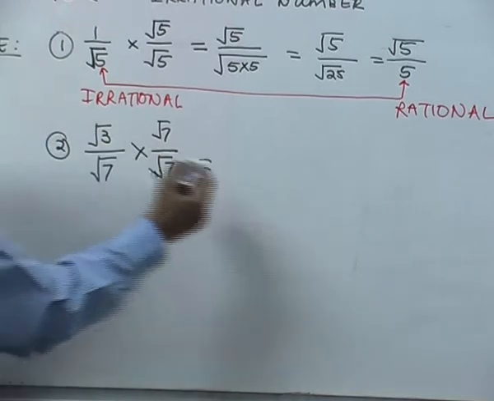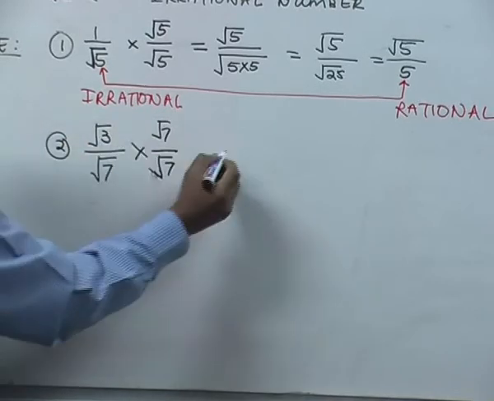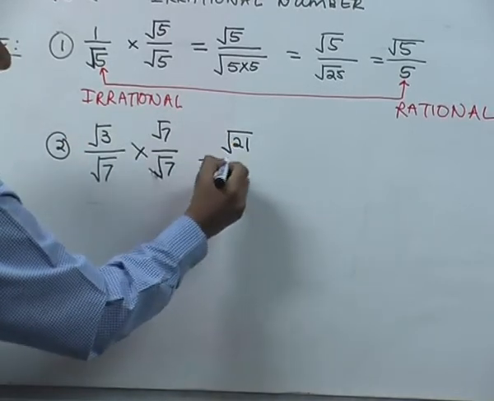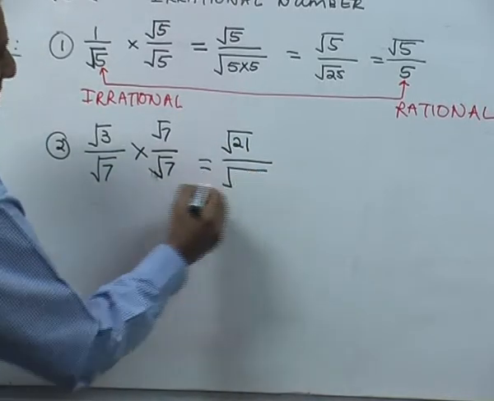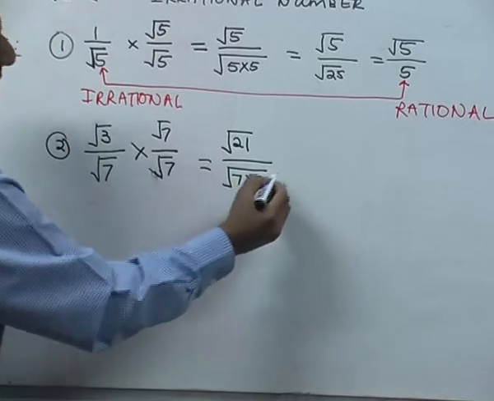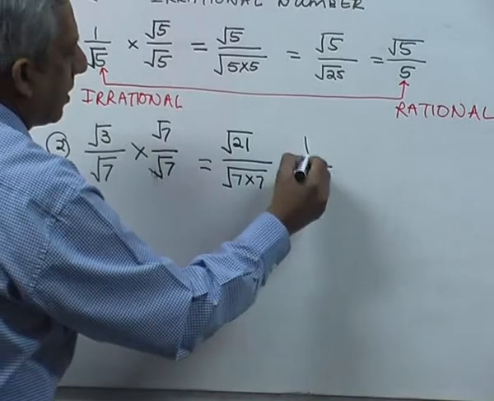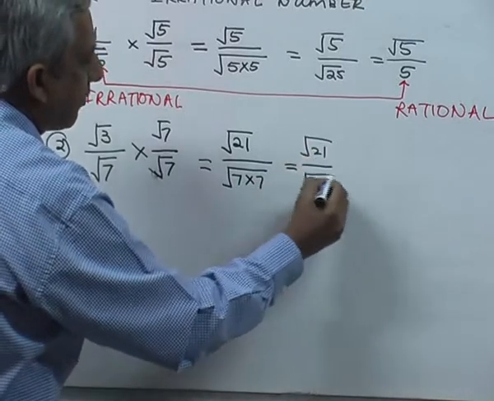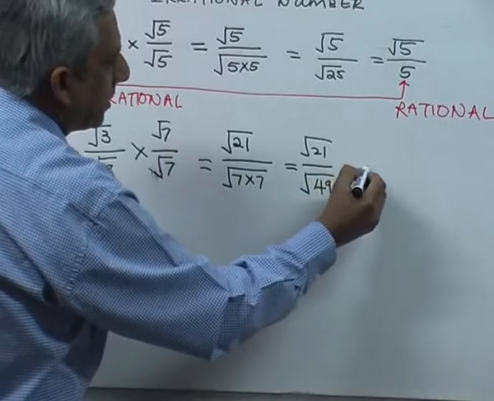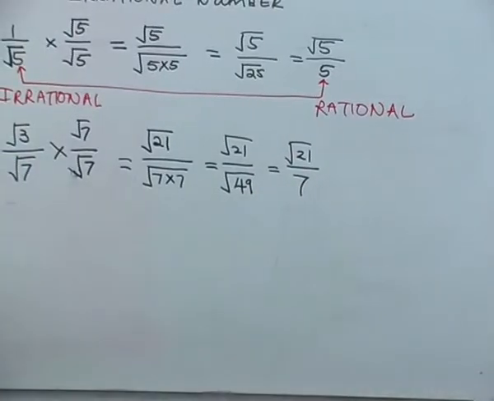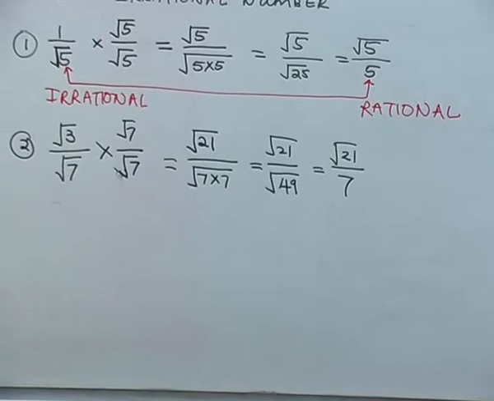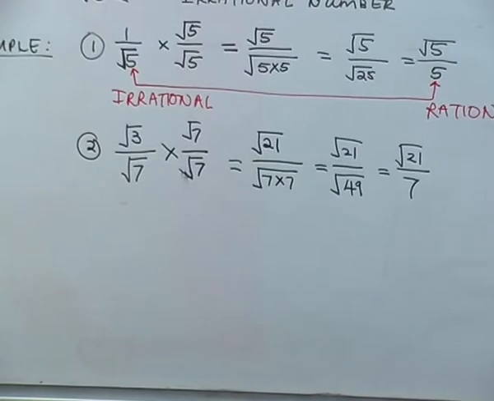Now, on the top, you got square root of 3 times square root of 7, which will become square root of 21. In the bottom, you got square root of 7 times square root of 7, so it will become square root of 7 times 7. The numerator is 21. This is square root of 49. On the top, you got square root of 21. Square root of 49 is 7. So, you have now changed an irrational denominator into a rational. Right, now let's do another example.